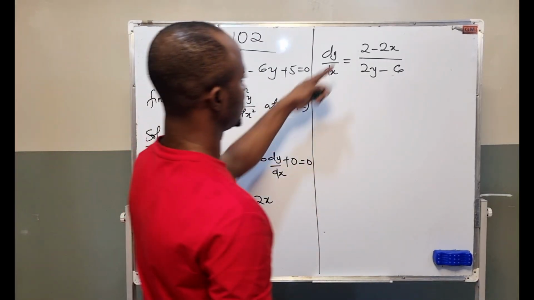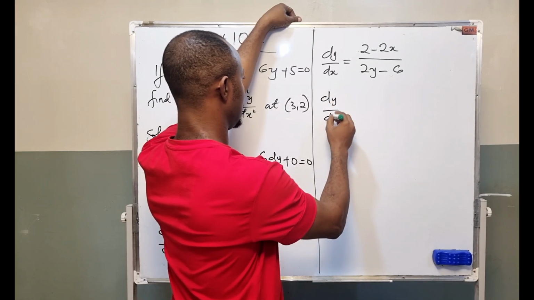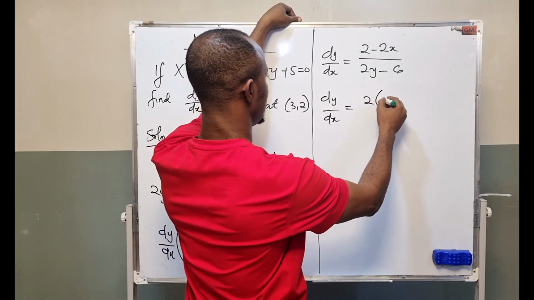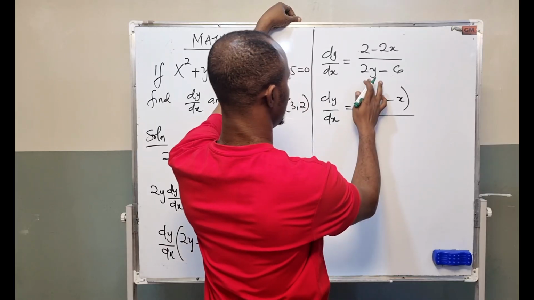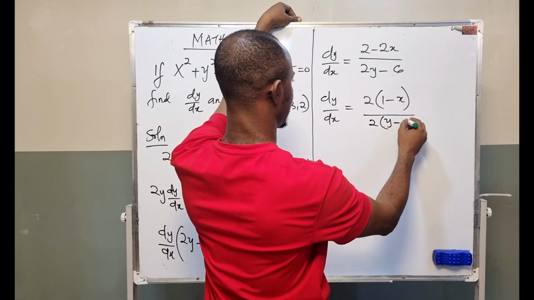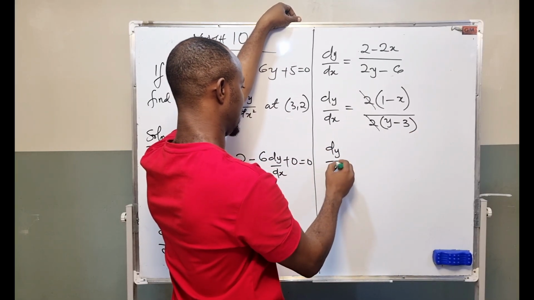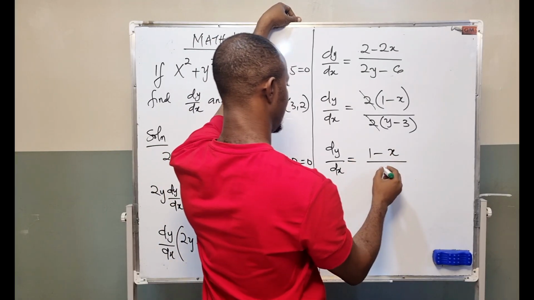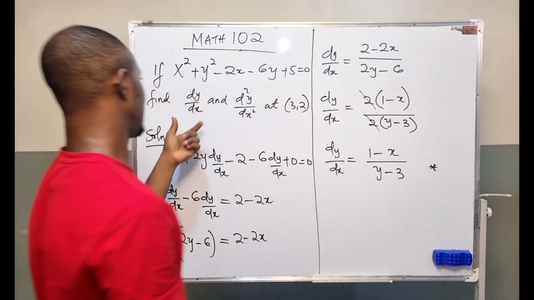I can decide to factor out what is common among these two terms. Here we have the dy/dx equals 2 in bracket, 1 minus x, divided by 2 is also common here, 2 in bracket, y minus 3. So 2 can go with 2 here. That means that the dy/dx is equal to 1 minus x divided by y minus 3. This is the first answer, which is the dy/dx.